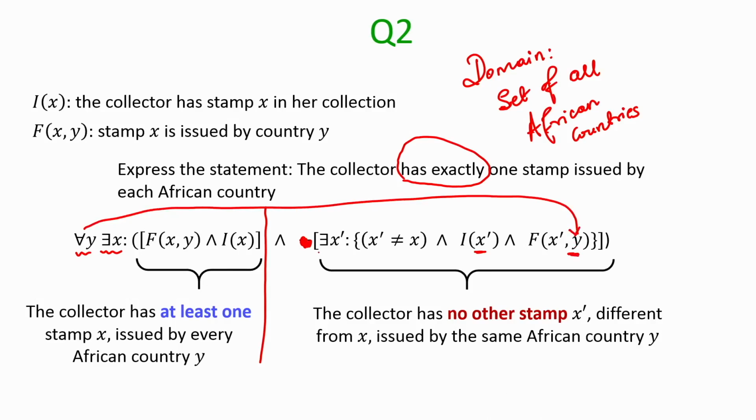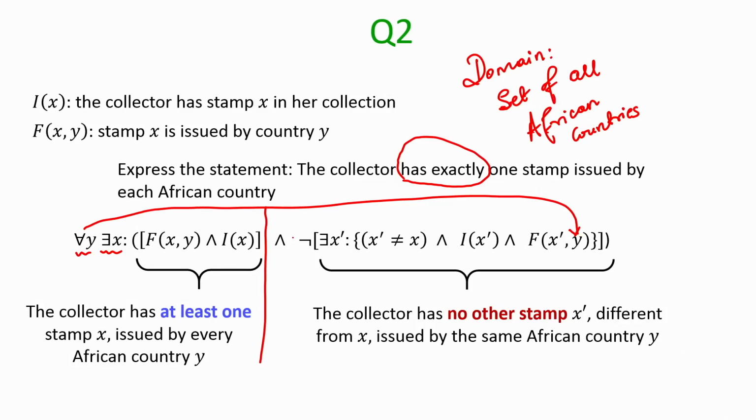The scope of this universal quantification is carried over to this Y as well. And this X prime is again a nested quantification here, this there exists X prime, falling within this for all Y. So, the second part of the expression denotes that there might be other stamps X prime issued by the same country Y which can be there in the collection of the collector. But I do not want that to happen, that is not what I want to represent.